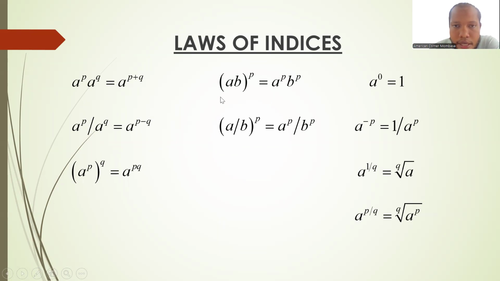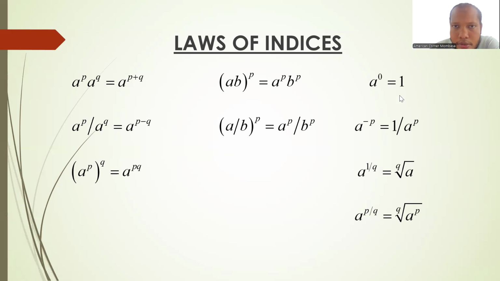And another one is ab power p. So you have one power, but there are two bases inside. So you power the first one and the second one: a will have power p and b will have power p. The same thing goes with division. If you're dividing two bases, the first one you power p and the second one also power p. So you have a power p divided by b power p.